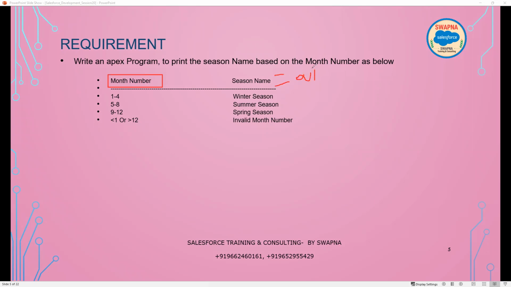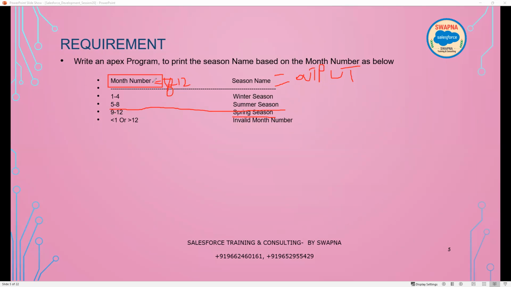So I have an input which is the month number. Now, what if the user enters month number equal to 7? Then it should execute this and print the season name as summer. If month number equals 8, then it has to print summer season. If month number is equal to 12 or anything between 9 to 12, then it should print spring season. Right? So this is how we have to write the logic.